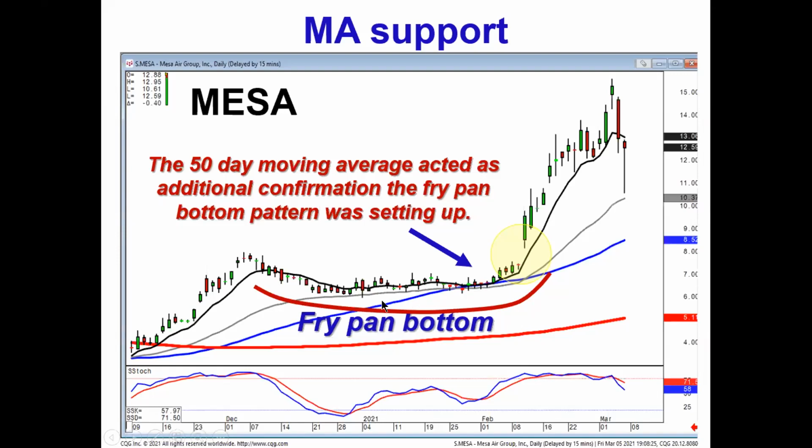So here's everything we can add to our visual analysis. What do we expect coming out of a fry pan bottom? Or what can alert us that the fry pan bottom is working? Exuberance breaking out through the beginning of this pattern. There's our best friend signal, one of your strongest bullish signals: the gap up through the beginning of the pattern. What did that tell us? That told us this pattern was working. We have prospects of a very high profit trade.